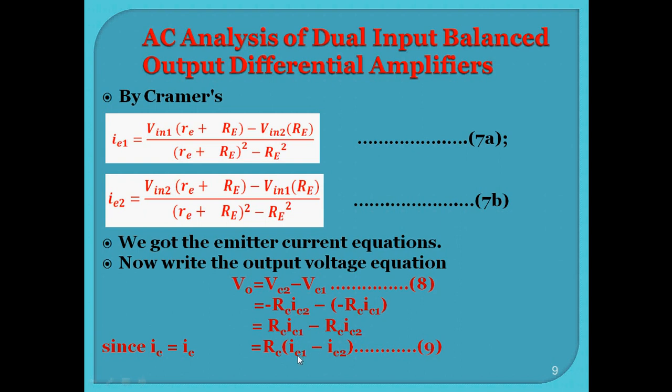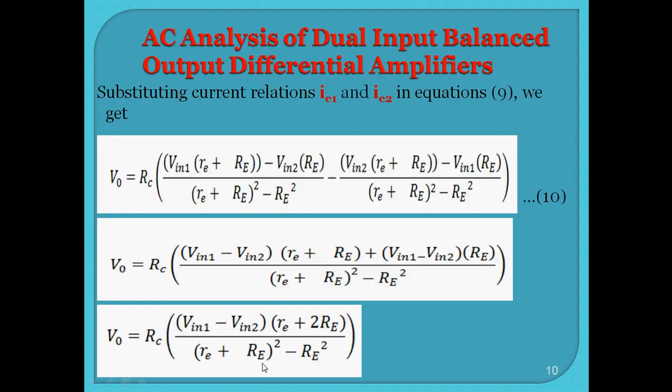The equations for IE1 and IE2 are available in equations 7a and 7b. When we substitute these equations into the output voltage, we actually want the voltage gain, or differential voltage gain. We see here, after substitution of these current relations for IE1 and IE2 in the above equation of output voltage, RC is common outside.